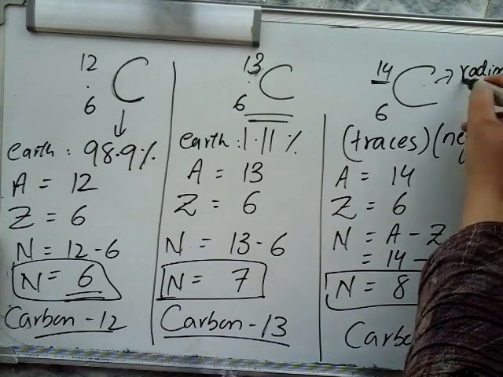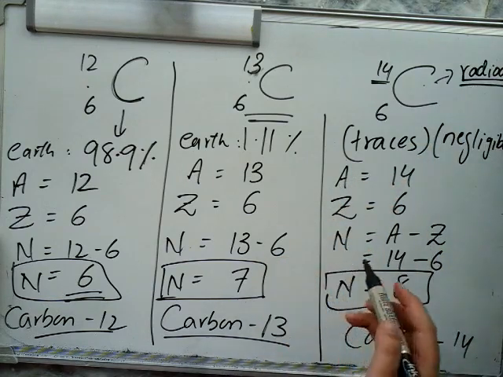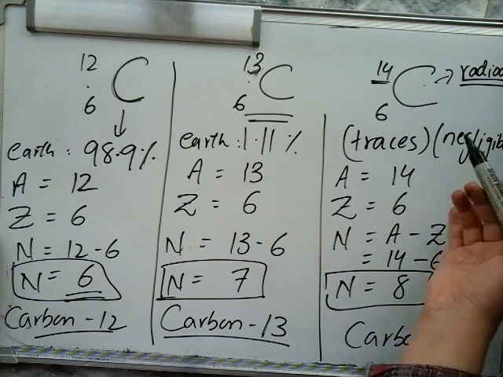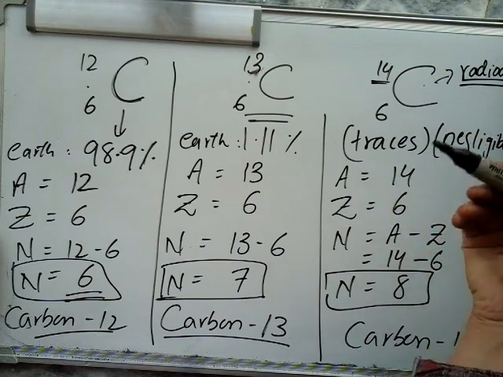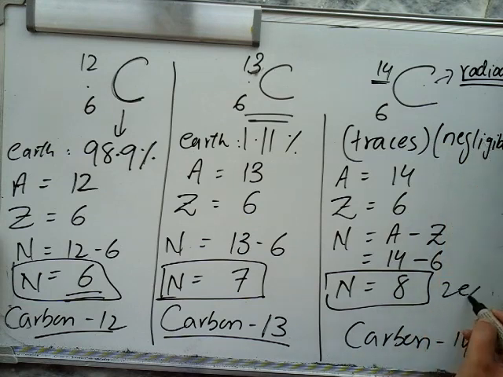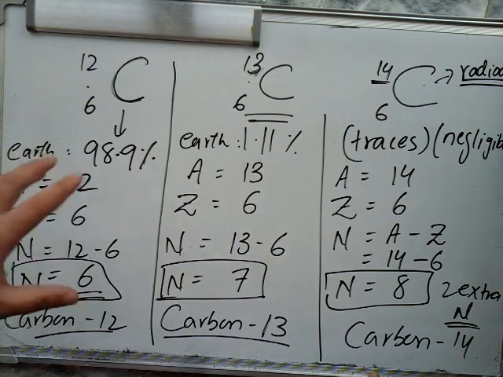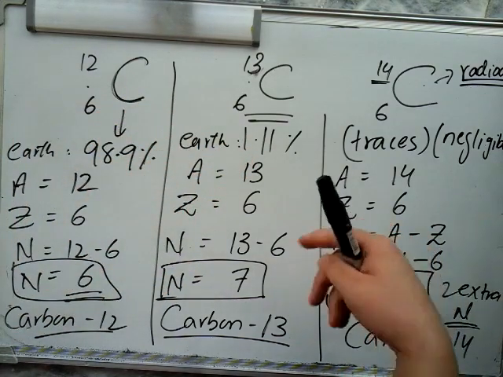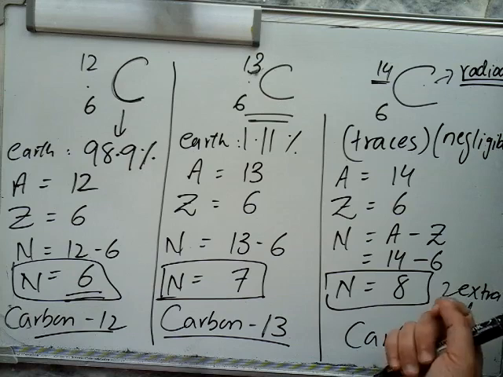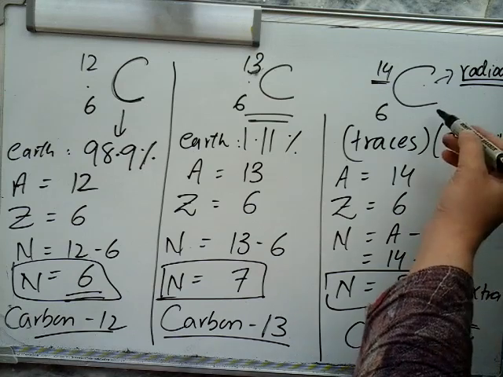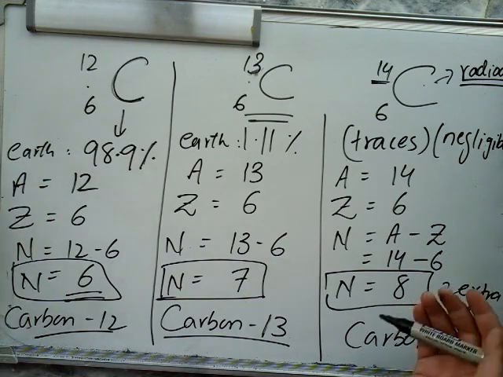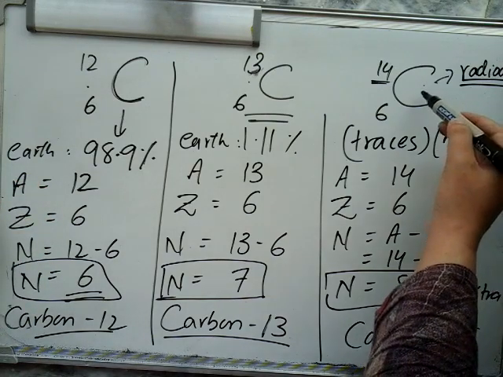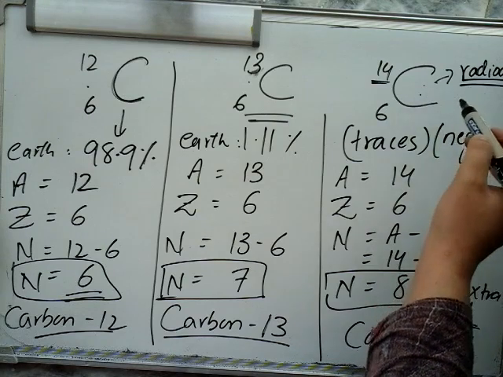Why radioactive? Because it emits radiations. Why does it emit radiations? Because its nucleus is heavy and unstable. Why unstable? Because its nucleus is heavy. 2 extra neutrons are present in this, so 2 extra particles are present. Because of the presence of 2 extra particles, that are nucleons, the nucleus of this carbon atom will become unstable, and due to instability it will emit radiations, and we call this isotope of carbon a radioactive isotope.